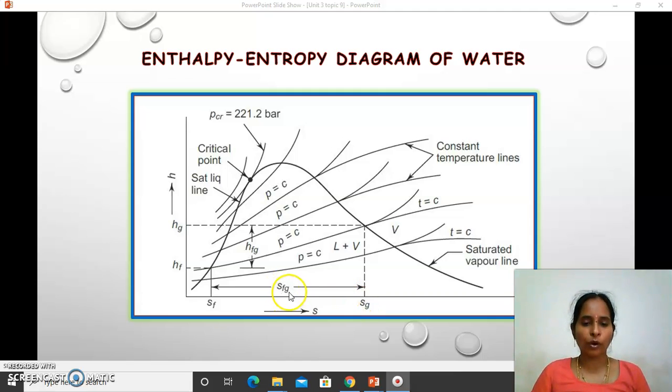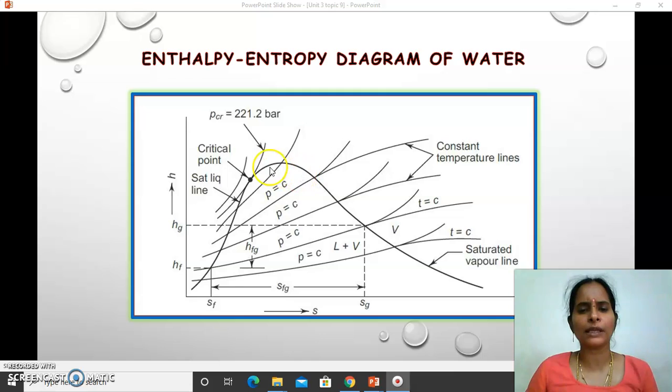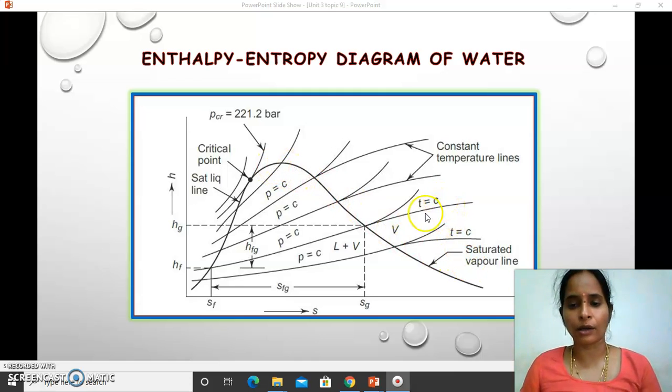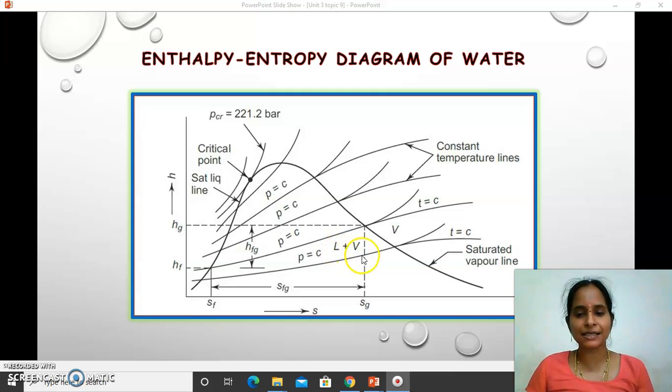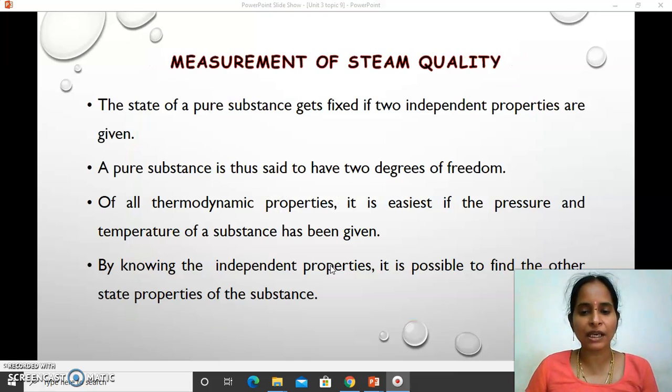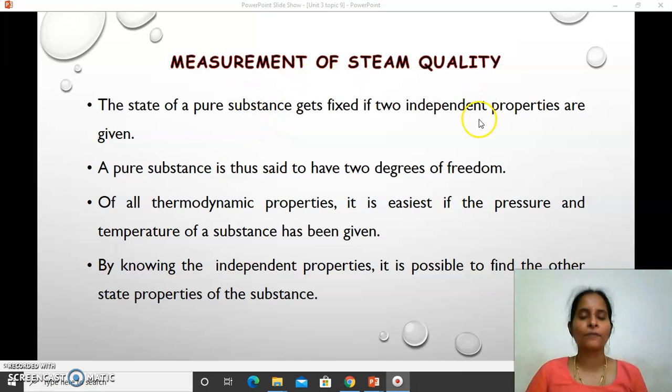Okay, so if you want to find out the state properties in these zones, or if it is above the dry saturated condition, that means x is constantly equal to 1. Lesser than 1 means you should find out the amount of water vapor present in the steam. For that purpose we need to evaluate the measurement of steam quality. Now let me explain one by one.